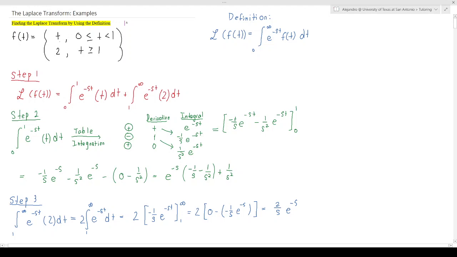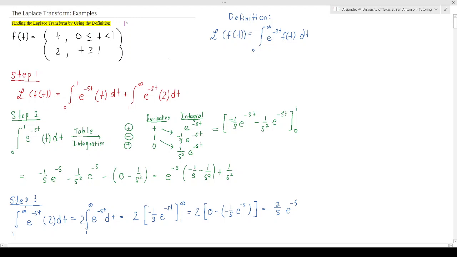If you notice, we have f of t equal to t, which looks like a line, between 0 and 1. For 0 ≤ t, so that's including 0, all the way up until 1, but not including 1. And the function f of t is 2, just a constant. So if you can imagine, you have a line from 0 to 1, and then from 1 and beyond we have a straight line. That is for t greater than or equal to 1, as indicated by the greater than or equal to 1 sign here.